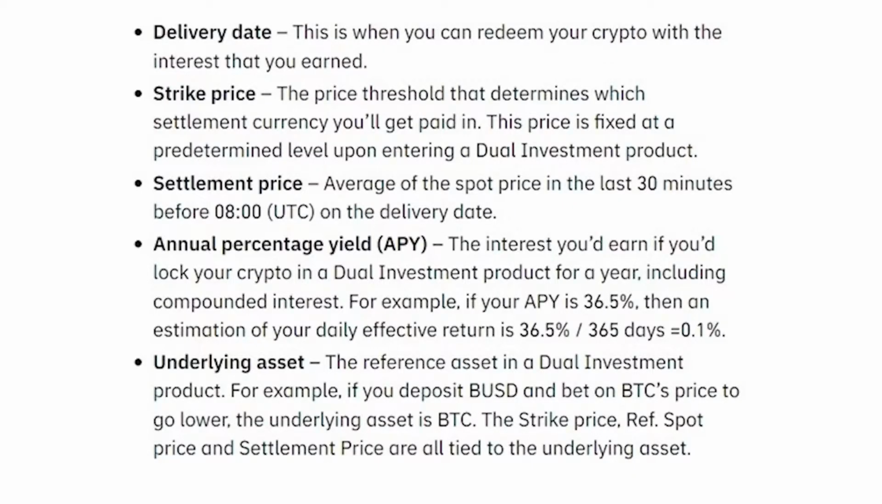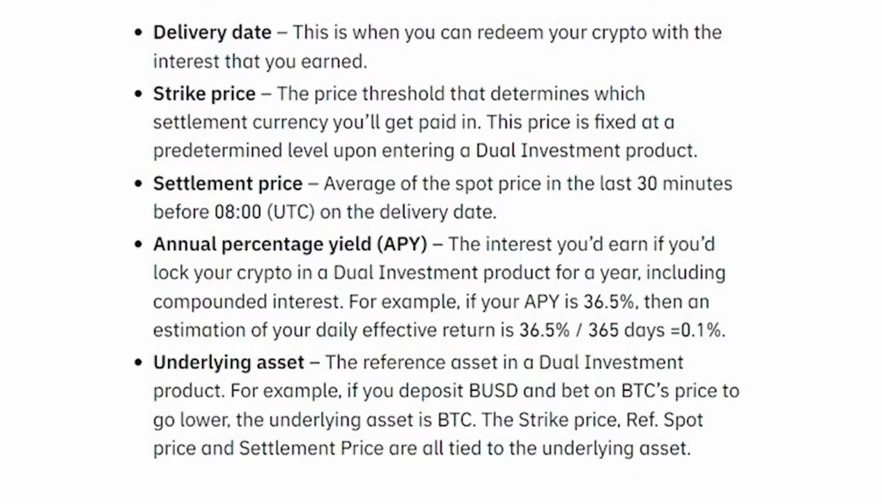In order to access dual investment, you would need to log into your Binance account, go to Earn on the menu bar, and then select dual investment. Here are a few terms you'll need to know while using dual investment. The first one is delivery date. This is when you can redeem your crypto with the interest that you earned. The second is strike price. This is the price threshold that determines which settlement currency you get paid in. This price is fixed at a predetermined level upon entering a dual investment product.